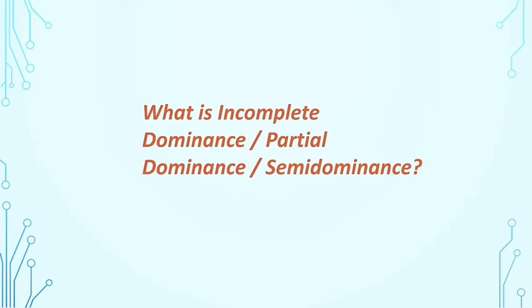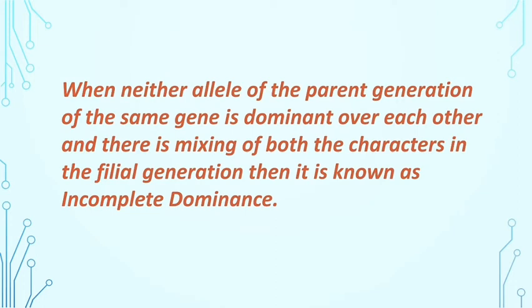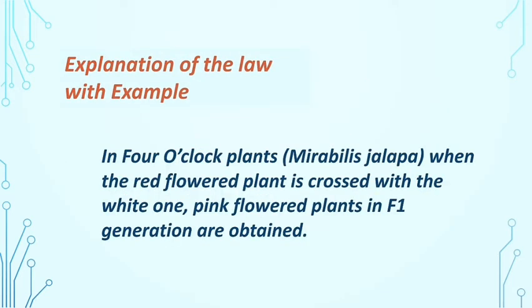Now let's talk about the law of incomplete dominance, or it can also be called partial dominance or semi-dominance. When neither of the alleles of the parent generation of the same gene is dominant over the other, whether of the male or female type, then there is mixing of both the characters in the filial generation, and it is known as incomplete dominance. Now let's take an example to explain the law.